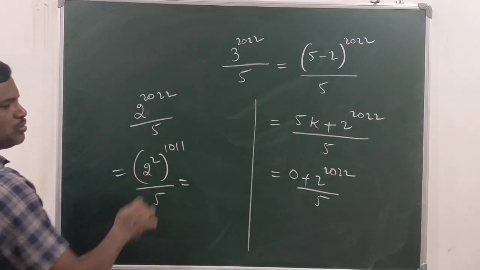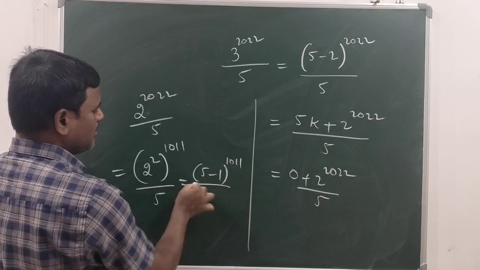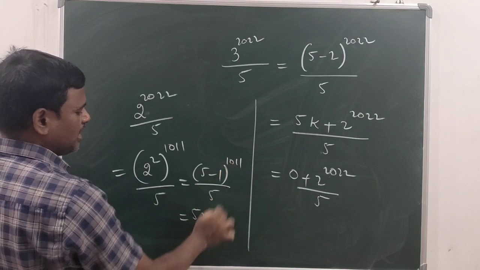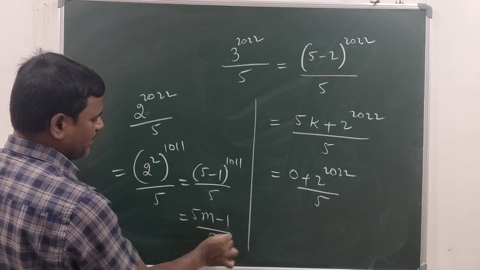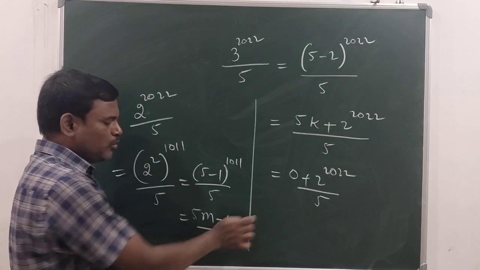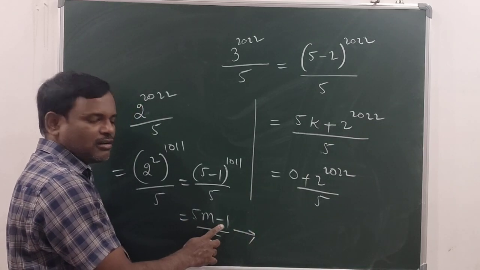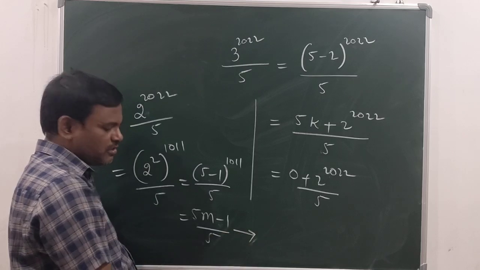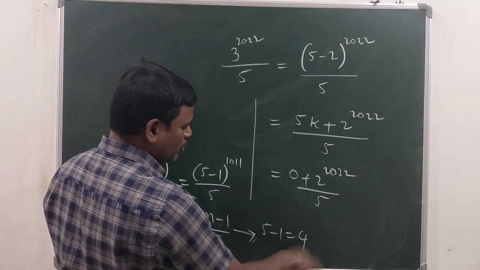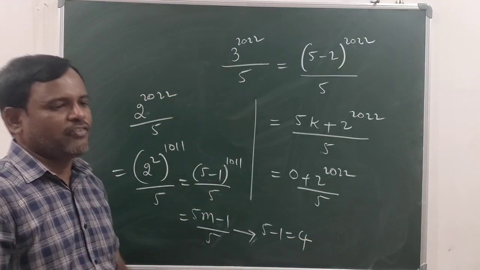Okay students, now 2 square is 4. 4 should be written as (5 minus 1) whole power 1011, by 5. Now 5 power m minus, with an odd power, minus 1, by 5. This is exactly divisible by 5, and you got here minus 1. Whenever you get minus here, what do we have to do? This should be added to the divisor. So 5 minus 1 equals 4. 4 is the required remainder when it is divided by 5.